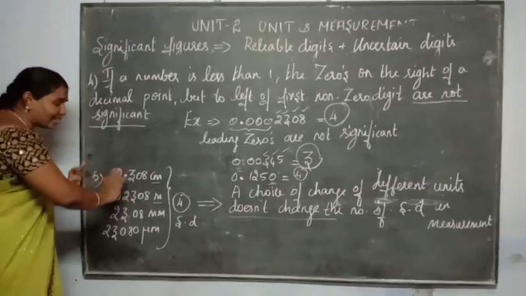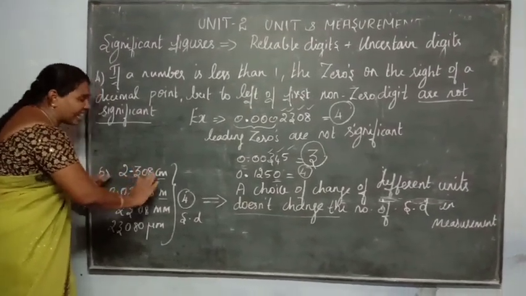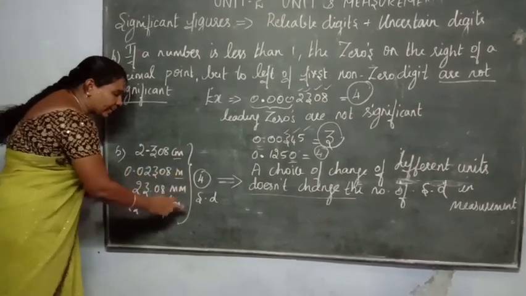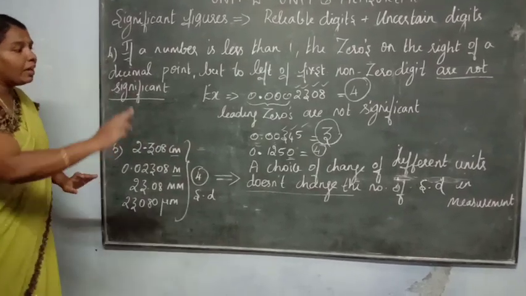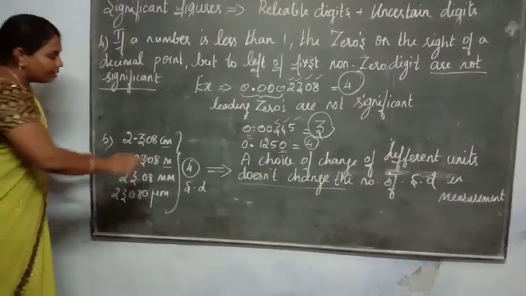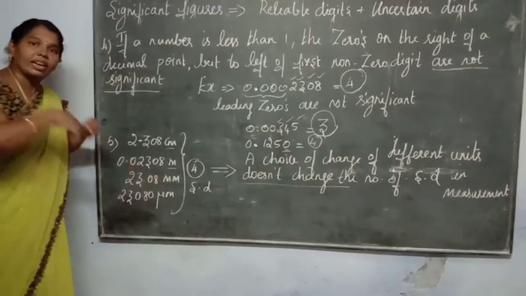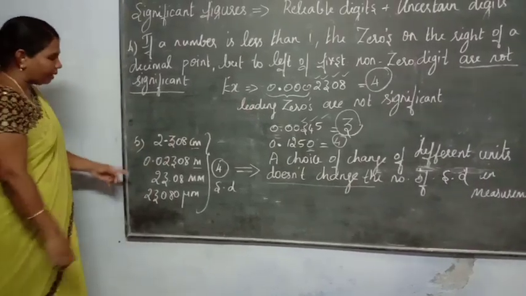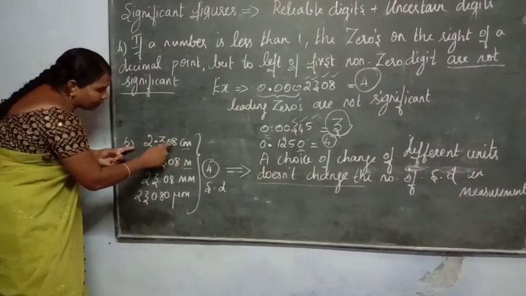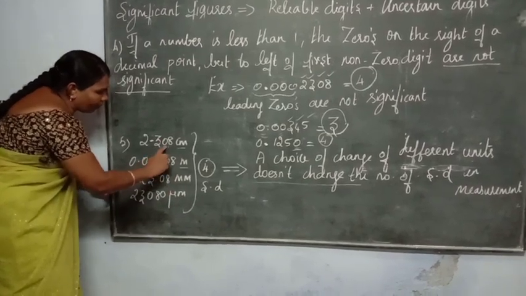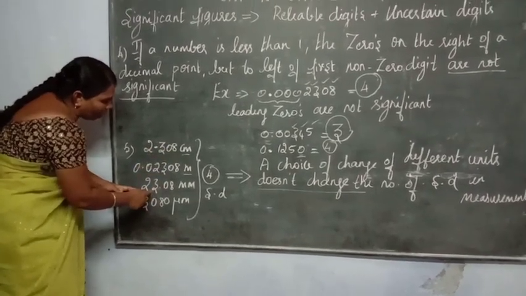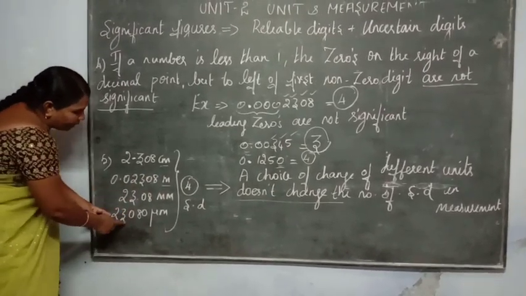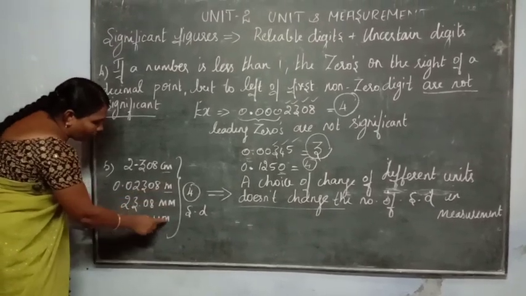So here the centimeter is converted into meter, but the significant digits do not change. I need to say only one thing: the unit can be converted into any form. The choice of different units, centimeter, meter, millimeter, micrometer, you can change any time. But it does not change the number of significant digits in a measurement. So here the centimeter is converted into millimeter. Millimeter means 10 to the power of -3. Therefore, it is easily written as 23.08 millimeter.